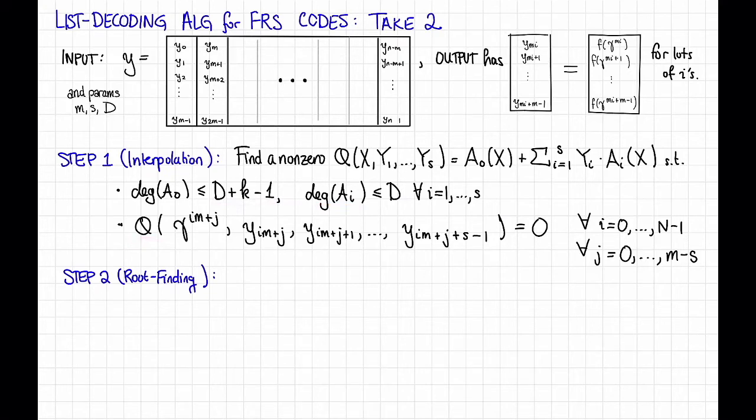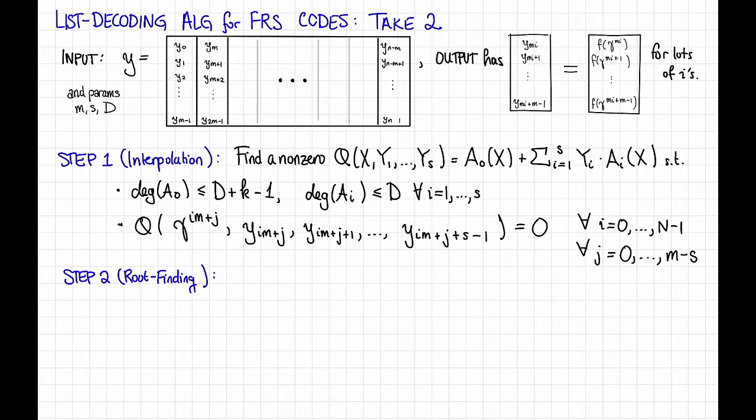That is, q of gamma to the im plus j, so that's some evaluation point here, and then the corresponding sliding window that starts at the jth position, y sub im plus j, y sub im plus j plus 1, dot dot dot, all the way up to y sub im plus j plus s minus 1, equals 0 for all i's, that is for all of these symbols of the received word, and then also for all j's between 0 and m minus s, that is for all possible windows of length s. So we're going to interpolate our polynomial q in that way.